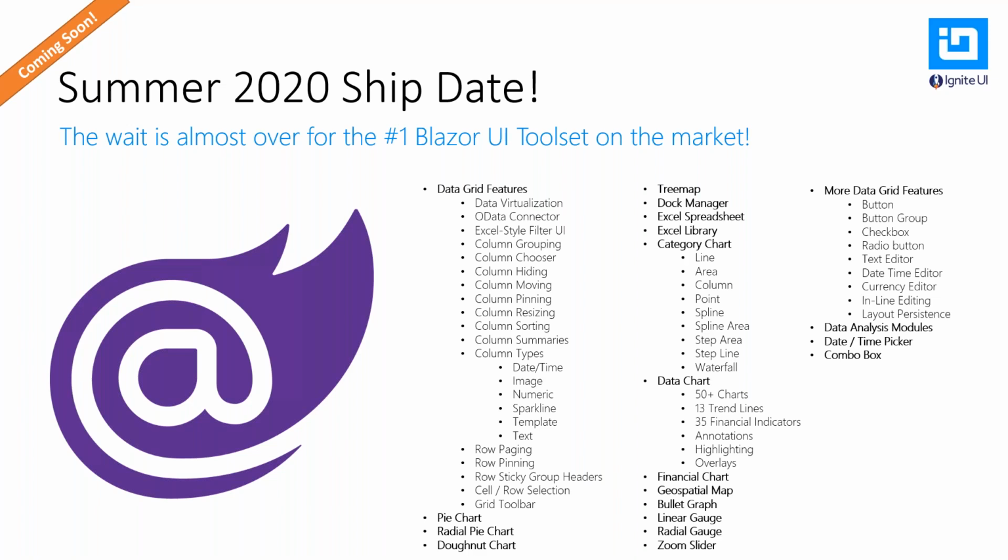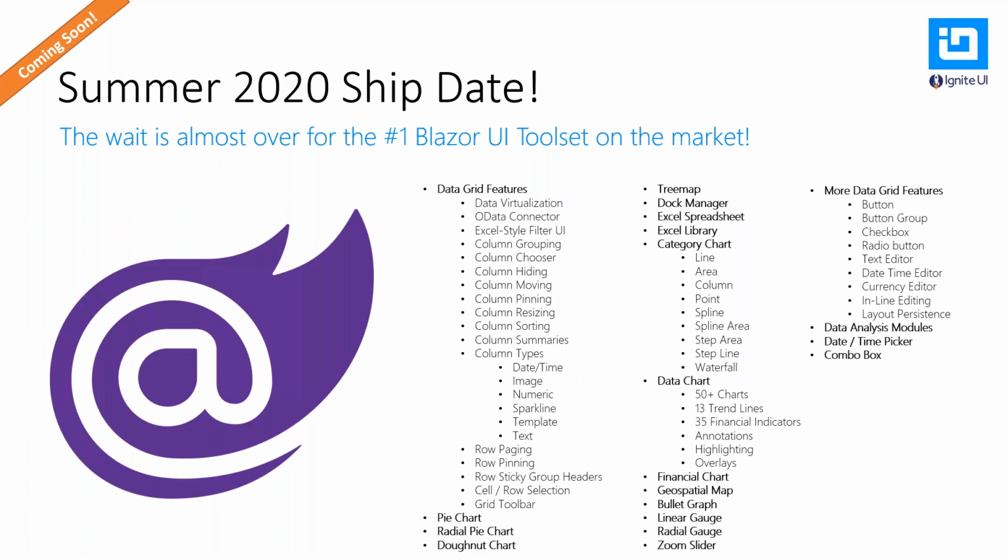I think we'll probably see a fairly stable release of Blazor around .NET 5 in the November timeframe, but your wait is almost over. We have a target of the end of July, and that's really what we're marching towards to ship this to market.